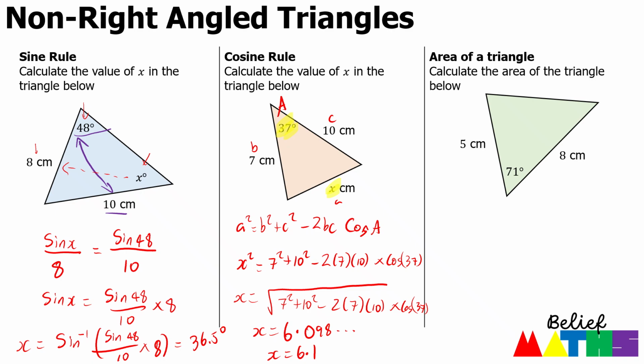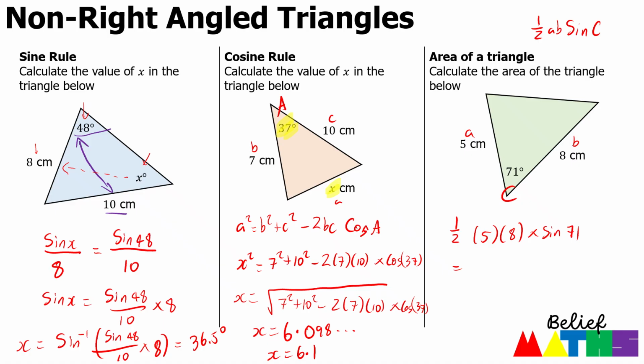So the formula for this is a half AB sine C. This is A, this is B, and C is the angle between them. And it has to be the angle between the two sides. So we've got a half times 5 times 8 times the sine of 71. And again, your calculator will do all the work for you.